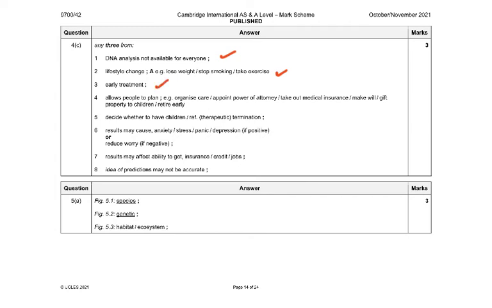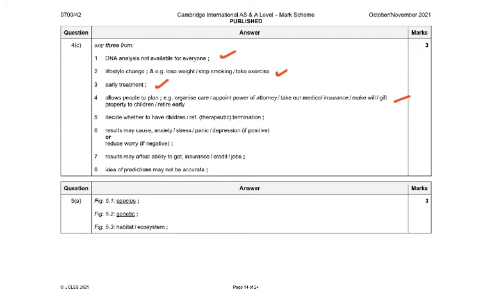And then if you know there's something which can be treated, you can get early treatment for that. Then it allows people to plan, organize care, appoint power of attorney, take out medical insurance, make a will, gift property to children, retire early. All these are different lifestyle decisions that you could make. Then decide whether or not to have children, or you can do a therapeutic termination if you know the child is going to have a certain illness.